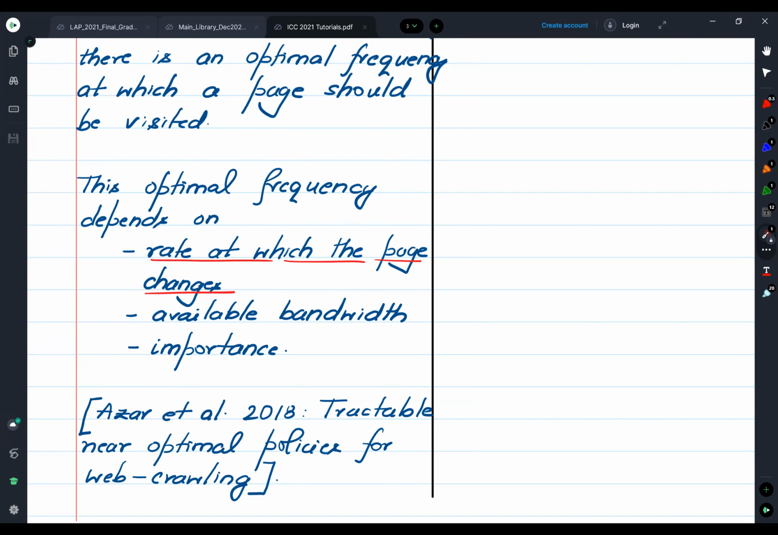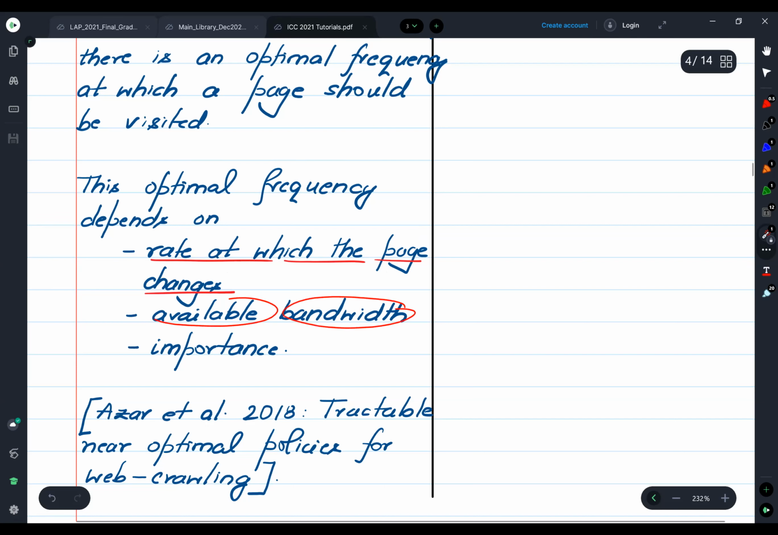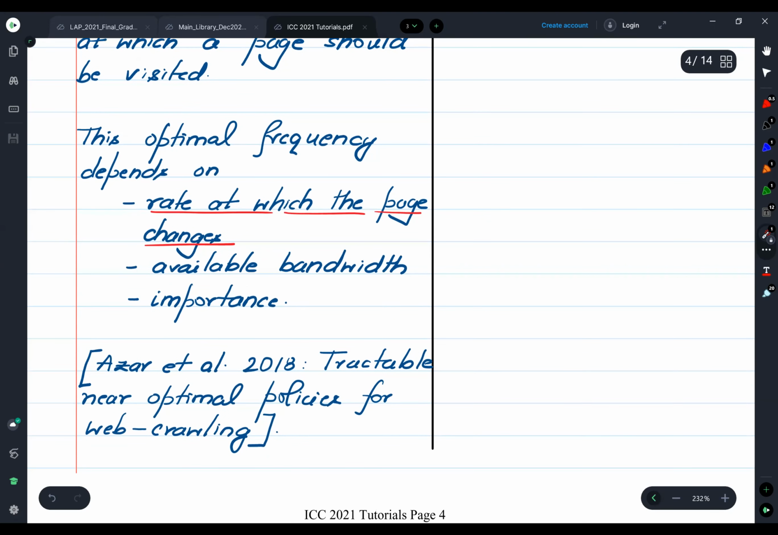So the bottom line of this discussion is that the optimal frequency at which a web page should be crawled typically depends on three factors: the rate at which a web page changes, the available bandwidth, and importance. Now, the focus of this talk will be on the rate at which a page changes. Let's spend a couple of seconds on what this part means.